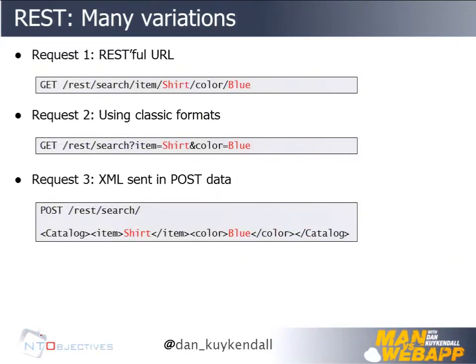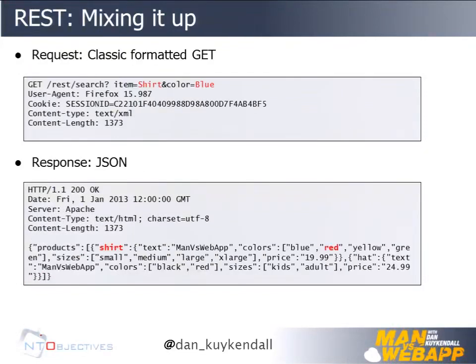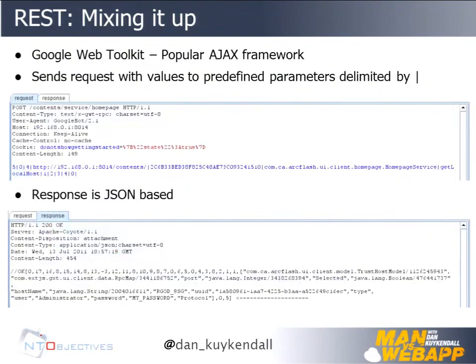Sometimes you'll see RESTful URL structures where you've got the parameters embedded in the URL. That's common. Sometimes I'll see the name equal value pairs. I'll see XML being sent. The responses can be very mixed, so I can get back XML. I may get back a CSV. I may send classic name equal value pairs and get JSON back. It's quite a mix. It doesn't really matter ultimately, because at some point this is data that you should be able to look at and understand or find a parser for.